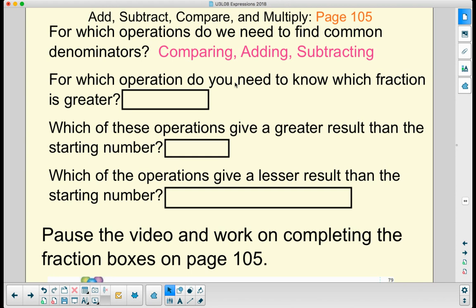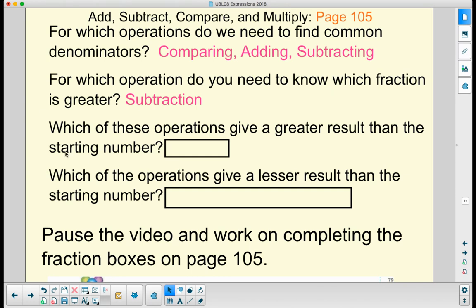So next, for which operation do you need to know which fraction is greater? So which ones, adding, subtracting, comparing, multiplying, which ones do we have to know which is greater? I bet this one was pretty easy because just like whole numbers, the only one we have to know the order is subtraction. We want to start with the greater number when we subtract.